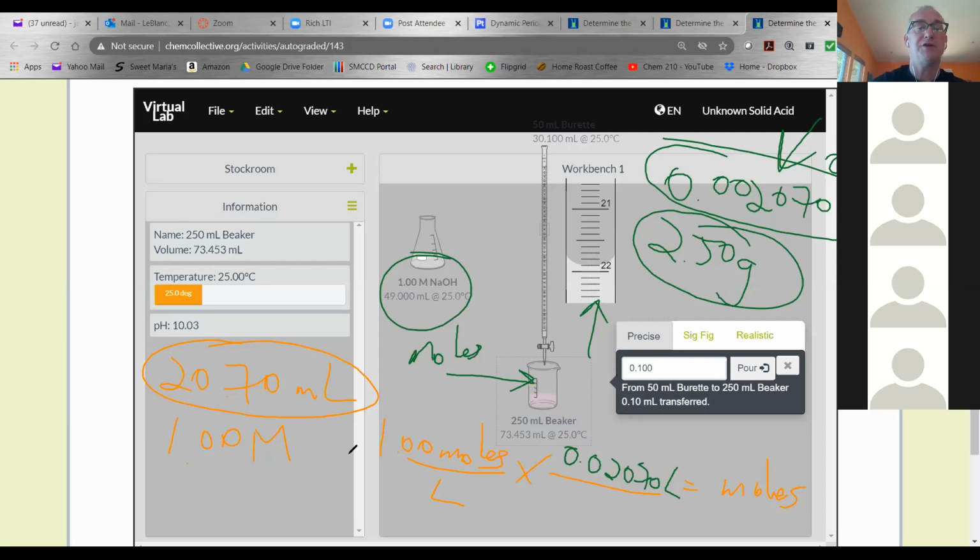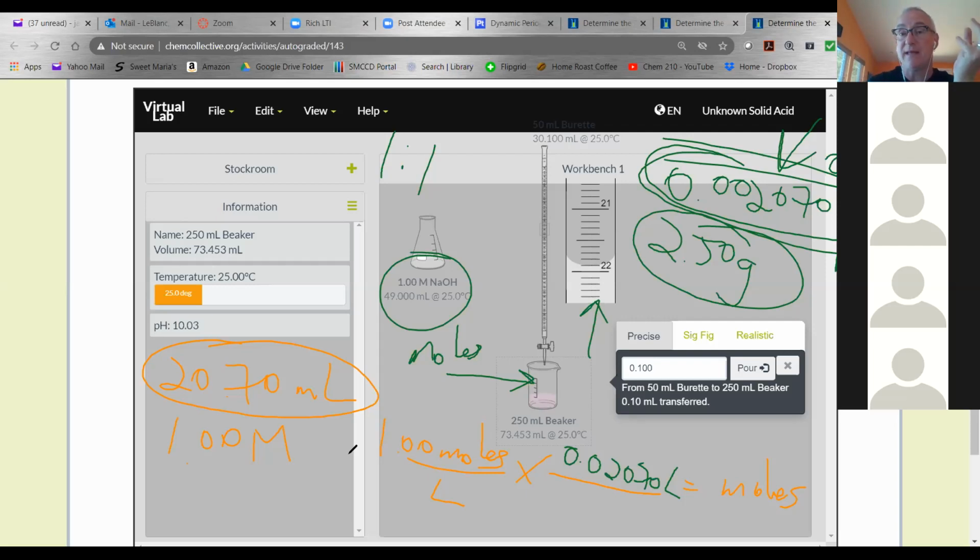It is a 1-to-1 ratio. That you are correct about. There's a 1-to-1 ratio between moles of acid and moles of hydroxide. So if we added 0.002070 moles of hydroxide, how much acid must have been there? The same. That's right. It must have been this precise number of moles that we added to the reaction.